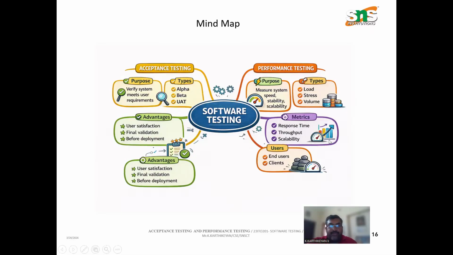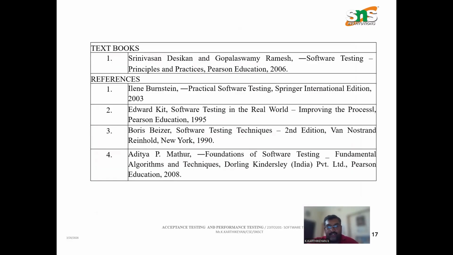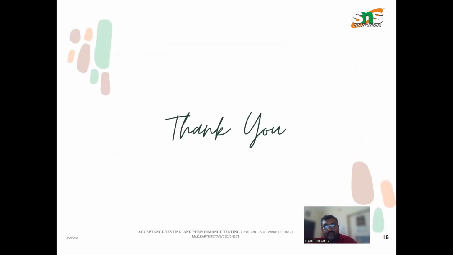This is a mind map. If you forget any particular topic, the mind map is available. What is acceptance testing? Purpose, types, advantages, disadvantages. Then performance testing: purpose, types, metrics, and uses. Easily understood, you can write it from an exam point of view. It is properly completed. So these are my textbooks. Thank you.